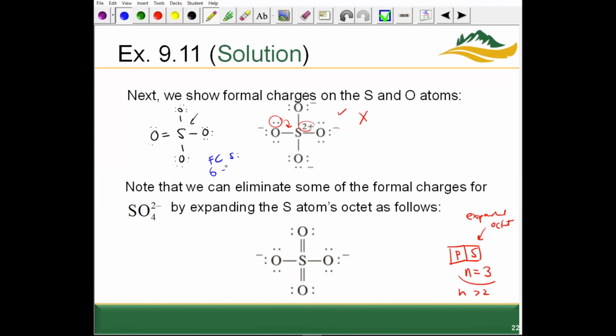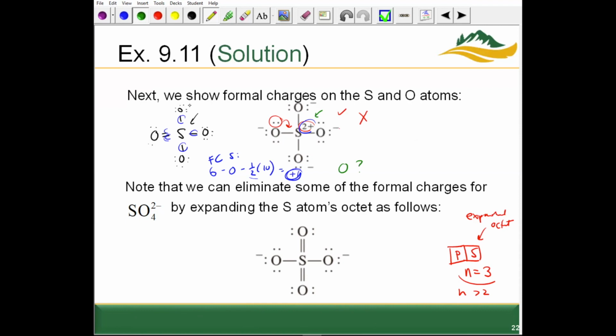Sulfur has 6 valence electrons. Still in the structure, it has no electrons that are in lone pairs. Then -1/2 times the number of electrons in bonds is 1, 2, 3, 4, 5, 6, 7, 8, 9, 10. 6 minus 5 is a +1 formal charge. +1 formal charge is more ideal than +2. But can we make the formal charge even better? Can we make it a 0 formal charge?